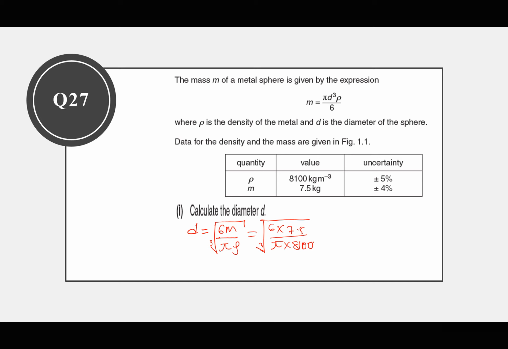I know most of you, instead of finding the cube root, you'll find the square root. So this is 6 times 7.5 divided by, open brackets, pi times 8100. Then we find the cube root. Shift cube root of the answer. So this is giving us 0.120. I suppose the next question is going to tell us to find uncertainty in D. So the percentage in density is 5% and the percentage in mass is 4%. So we are most likely going to find the absolute answer or percentage uncertainty in D. So let's see the next page.